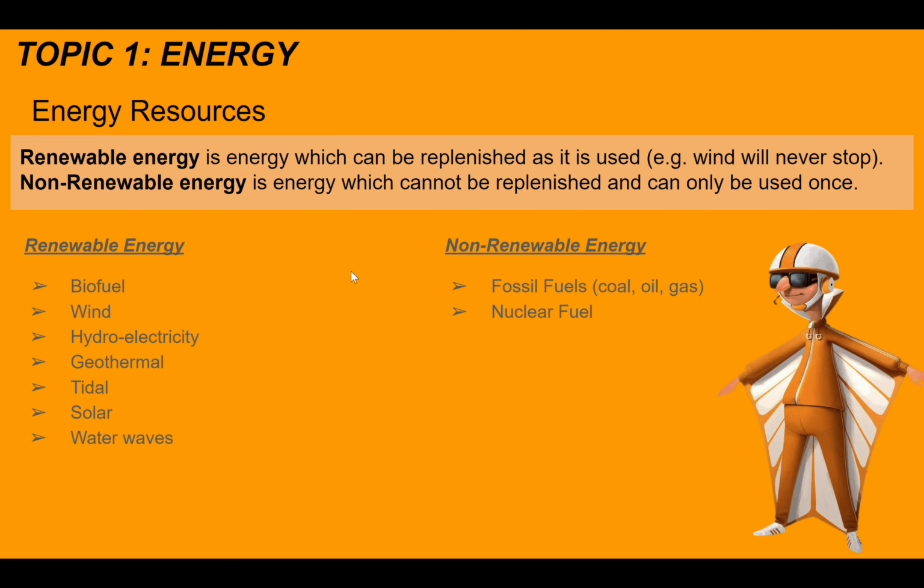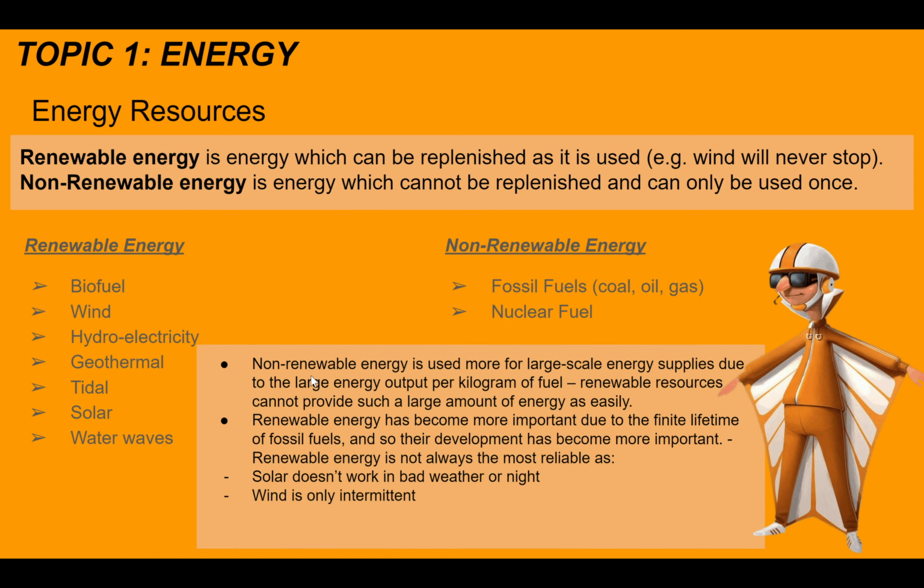So your non-renewables are much less, so very easy to remember. Fossil fuels are coal, oil and gas, and then nuclear fuel. Non-renewable energy is used for more large-scale energy supplies due to the large energy output per kilogram of fuel. Renewable resources cannot provide such a large amount of energy as easily. So non-renewable resources are seen as more reliable, obviously because they've been used for so many years, and thus we know it's going to work better.